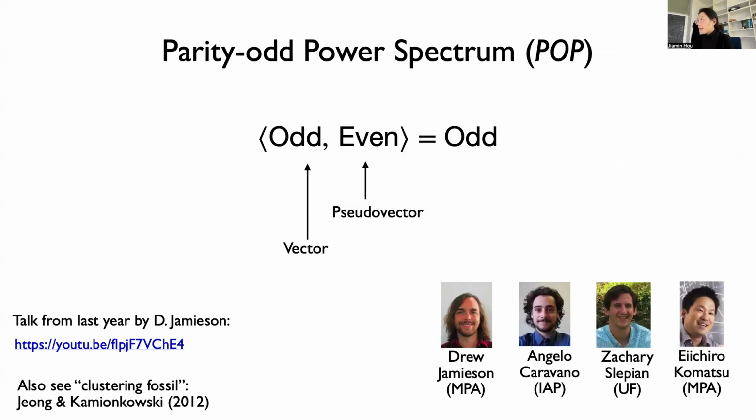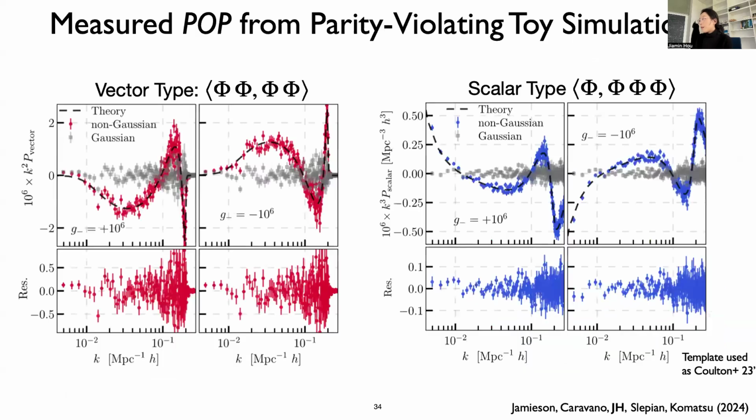This is work led by Jiamin, and you can find a talk from last year following this link. Moreover, this estimator shares a lot of similarities with the clustering fossil idea proposed by Donghui Jeong and Marc Kamionkowski in 2012. Very briefly, in this paper, we constructed two types of POPs. One is a vector POP constructed by cross-correlating a vector and a pseudo-vector as two composite fields. The other is a scalar type constructed by cross-correlating a scalar and a pseudo-scalar, where the scalar field is a single field and the pseudo-scalar is a composite field.